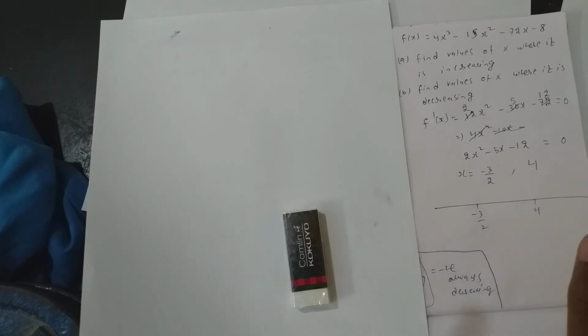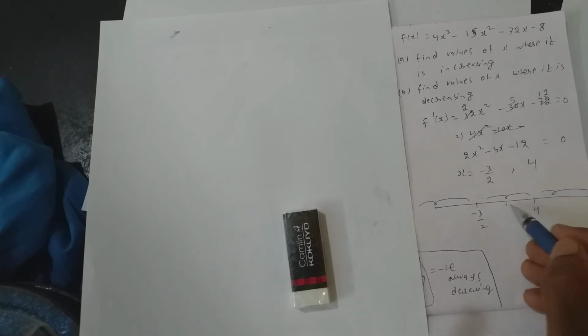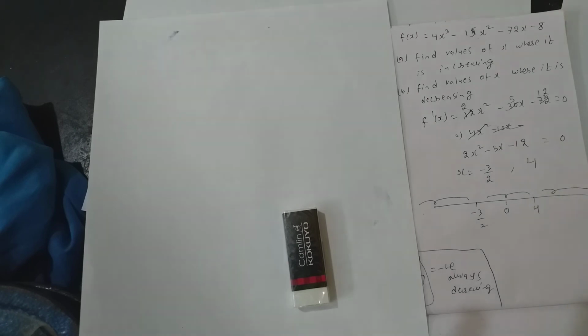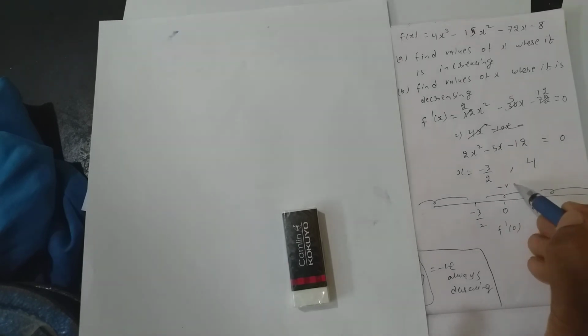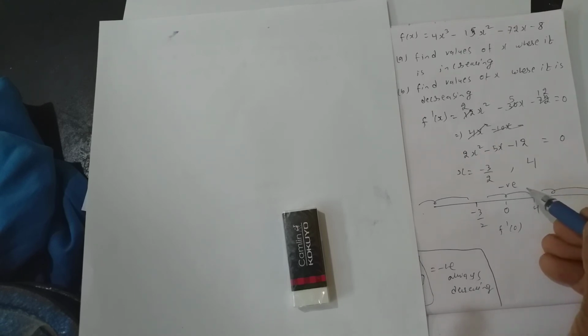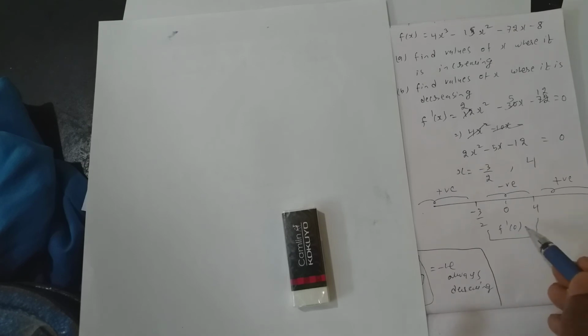Now the number line is divided into 3 parts. This is the first part, second part and third part. So I need to see where it is positive or where it is negative. In between it's 0. So if I place 0 in my f dash, how much do I get? Minus 12, which is negative. Same like modulus. Negative here means here I get positive, here also I get positive. That means here I got negative. So it is decreasing over here, and in this part and in this part it is increasing.